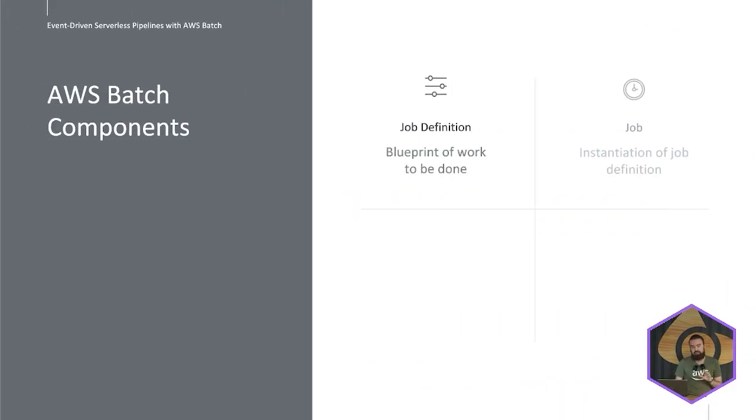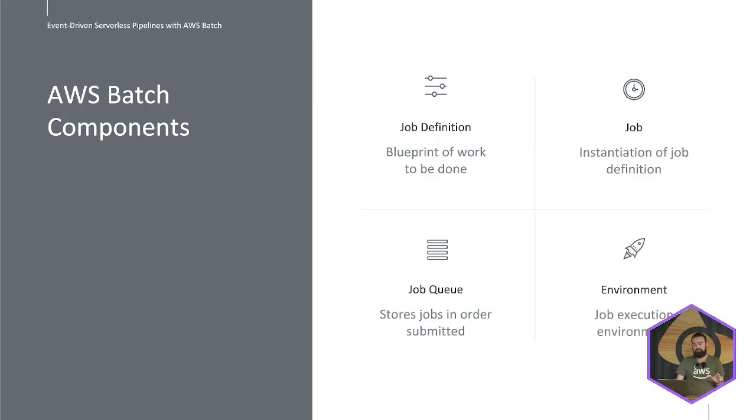Right, so now let's look at the batch components. There's basically 4 components to batch. The first is the job definition, which is a blueprint of the work that needs to be done. The second is the job, which is just an instantiation of the job definition. Then there's the job queue, which does what it says on the box. It stores the jobs in the order submitted or not, which we'll get to a bit later. And then the environment, which is the job execution environment.